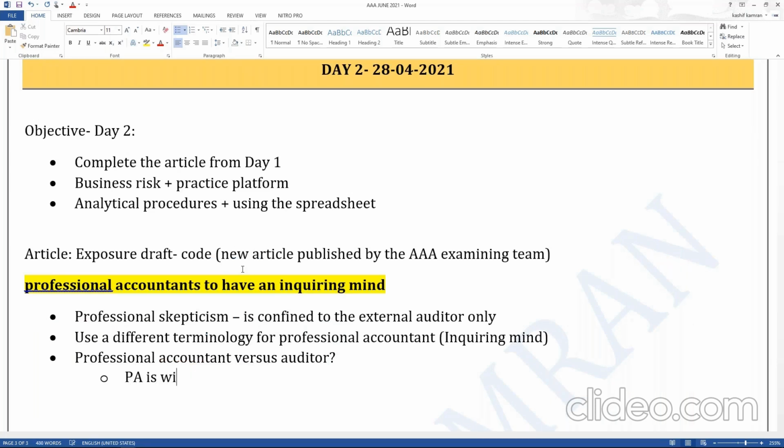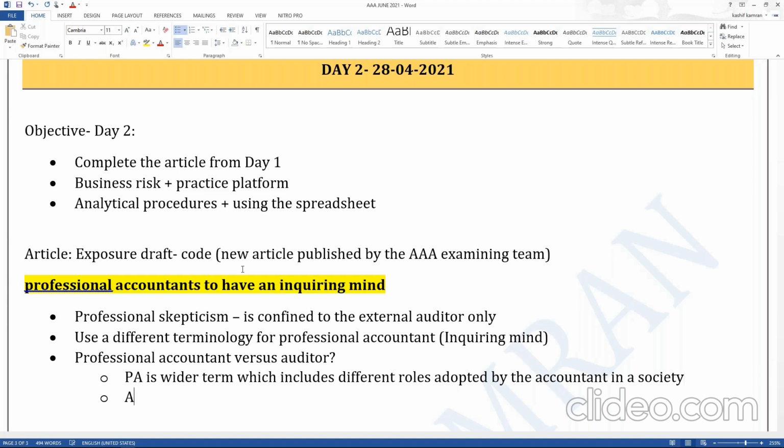The professional accountant is a wider term which includes different roles adopted by the accountant in a society. I hope you know the different roles adopted by an accountant in a society. You can be a tax advisor, a tax consultant, a management accountant, a financial accountant, a business consultant, etc. You can have so many roles after qualifying with the ACCA qualification. So PA is a wider term, which includes different roles adopted by an accountant in a society.